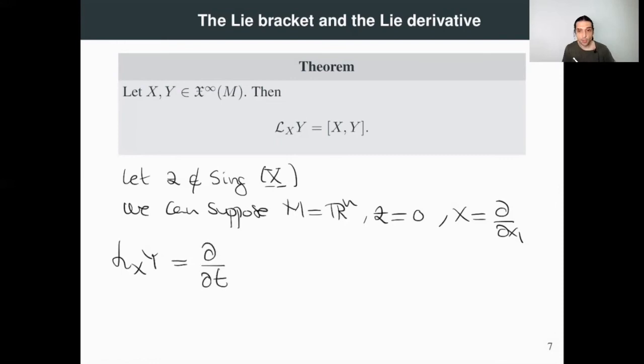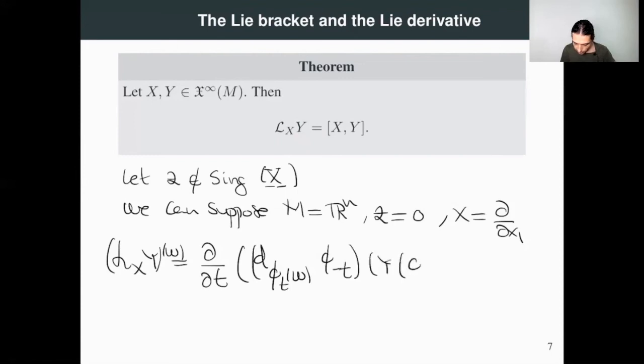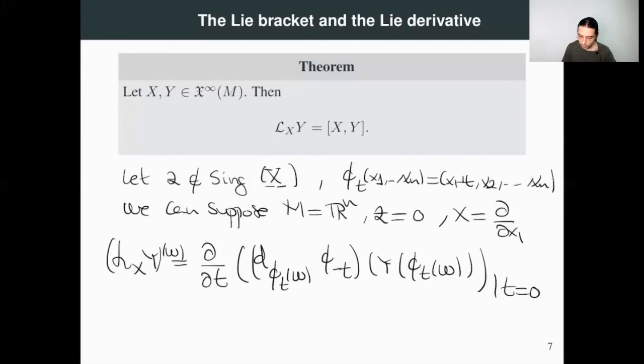It's going to be the derivative with respect to t at 0. Okay, and here we have the differential at the point phi sub t of w of phi minus t applied to y of phi t of w. Okay, and this is at t equals 0. The issue is that since our vector field is just the first coordinate vector field, phi t of x1, x2, xn is just x1 plus t, x2, and so on. So this map for every t is a translation, and the differential of a translation is the identity. So what we get is that this expression is going to be just this one.